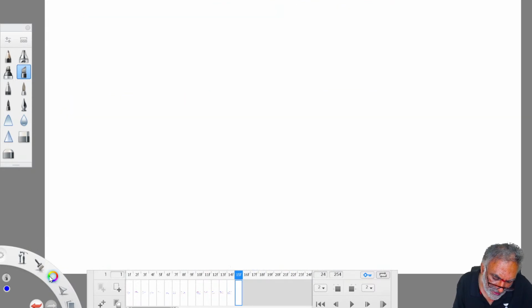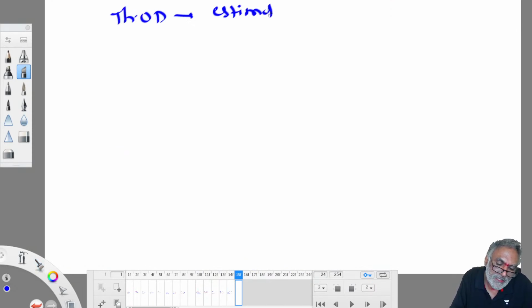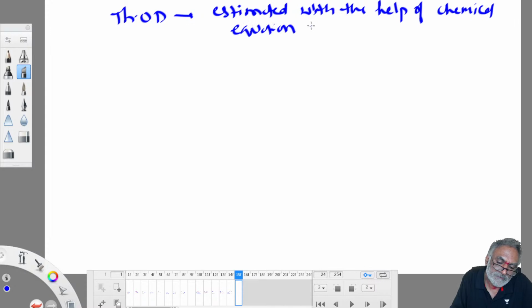Then one more is critical oxygen demand. Critical oxygen demand we estimate by chemical formula, estimated with the help of the chemical equation given in the question. Okay? That much idea is more than sufficient.